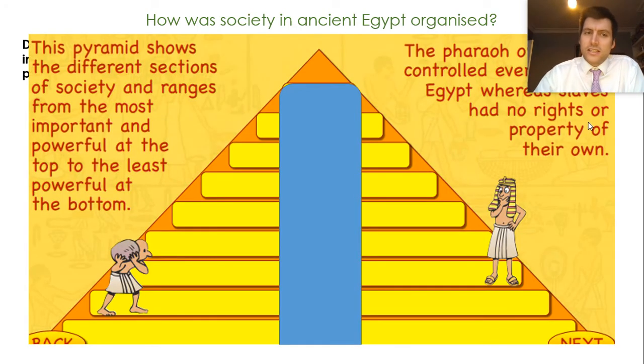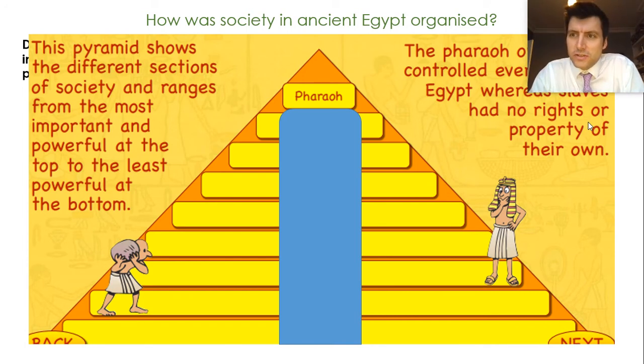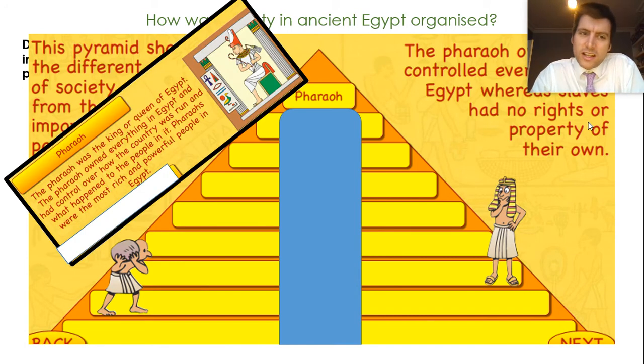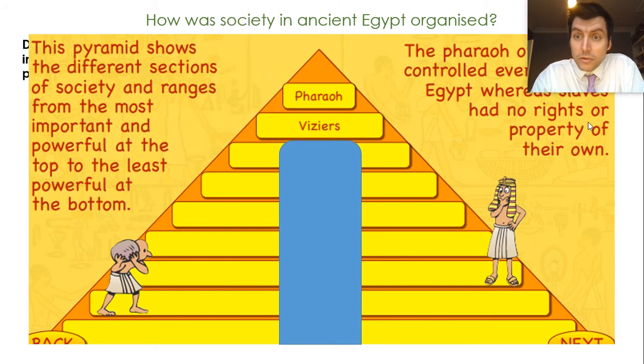Now, this is what our society would look like in Egypt. At the moment, the blue strip is covering the key names of the people at the top and the bottom. But you can see that the pharaoh is the most important in Egyptian society. Now, the pharaoh was like a king or queen. It owned everything and had control over every aspect of how the country was run. Okay, they were the most important and rich people in Egypt. So they were the most important.